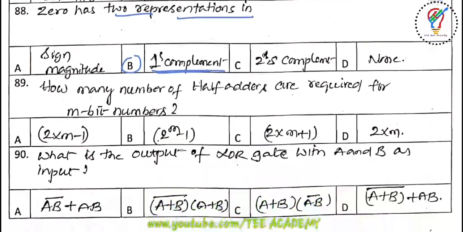Next one, how many half adders are required for m-bit numbers? Suppose you have 4-bit numbers, then how many half adders are required? You require 7 half adders. So the general formula for this question is 2 into m minus 1. If you want a 4-bit, you need to have 7 half adders here.